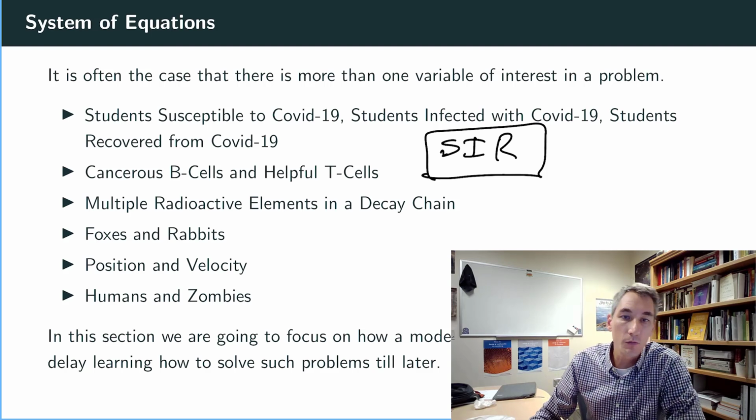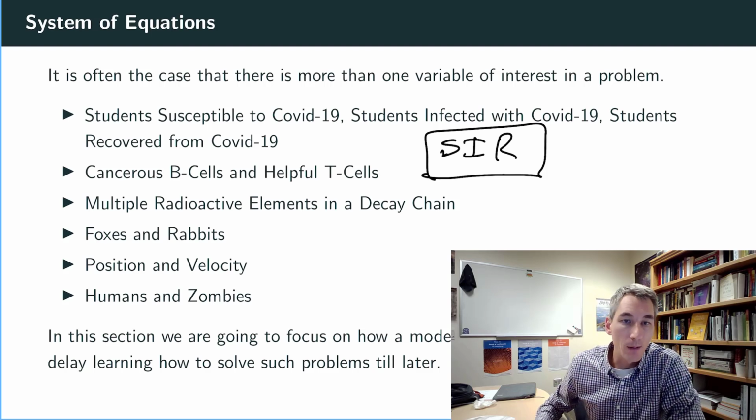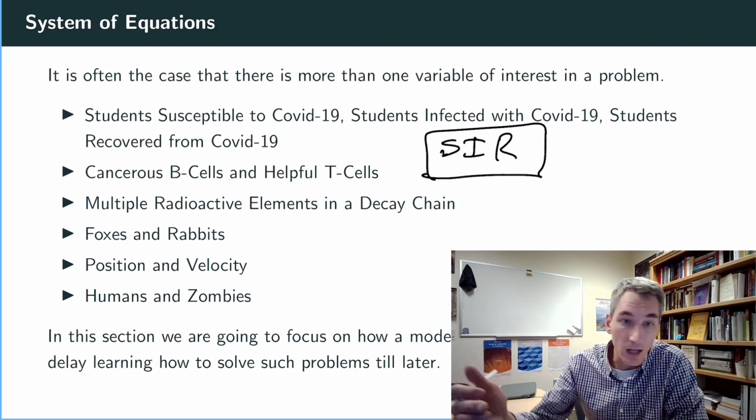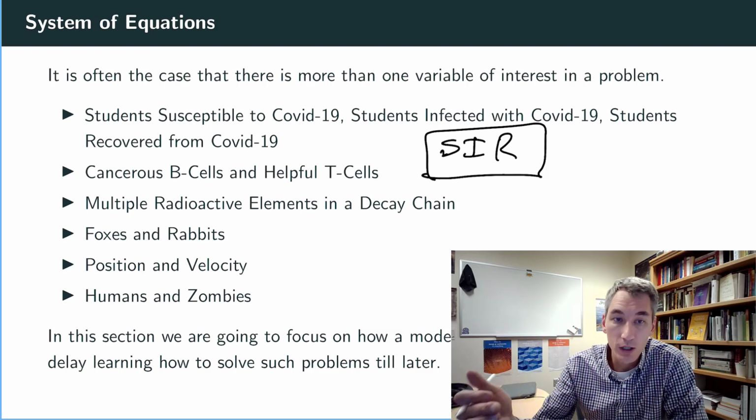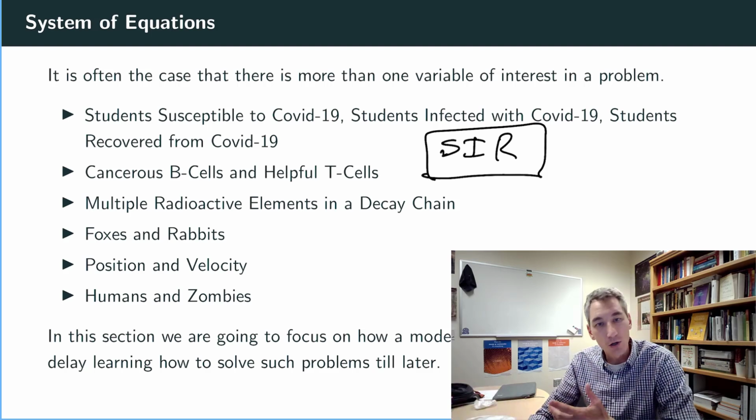We're going to look at multiple radioactive elements in a decay chain, foxes and rabbits. I think we talked about this loosely another time. Position and velocity. This is a huge one. We're going to spend a lot of time this year on position and velocity. And then, humans and zombies.